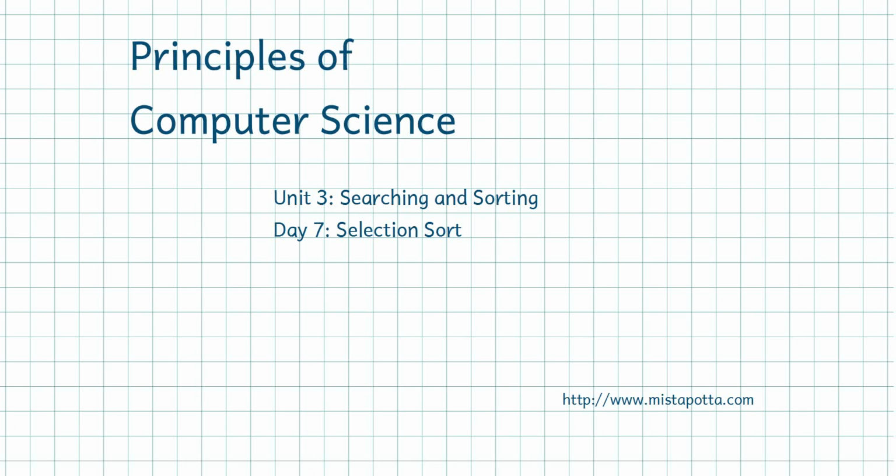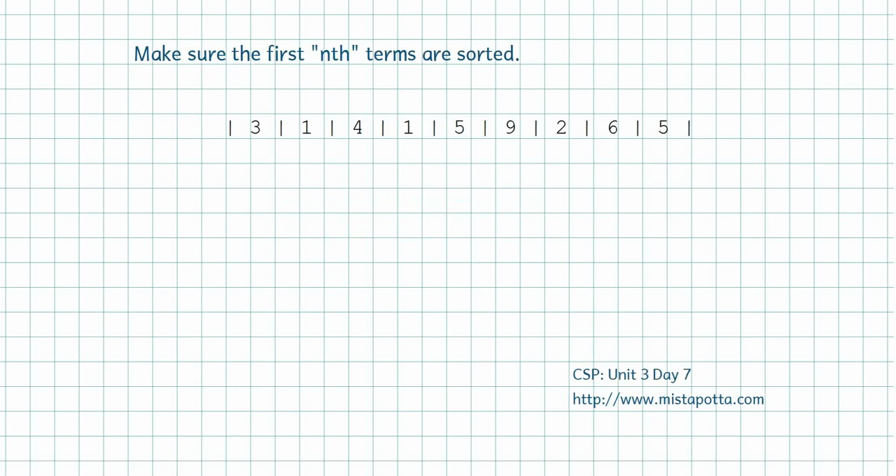In today's video we're going to talk about our third type of sort, the selection sort. And the idea behind a selection sort is that we're going to make sure that the first n elements of the list are sorted at any one time. So in other words, as we go through this process, we're going to make sure that the first term is sorted. So I'm looking at 3.